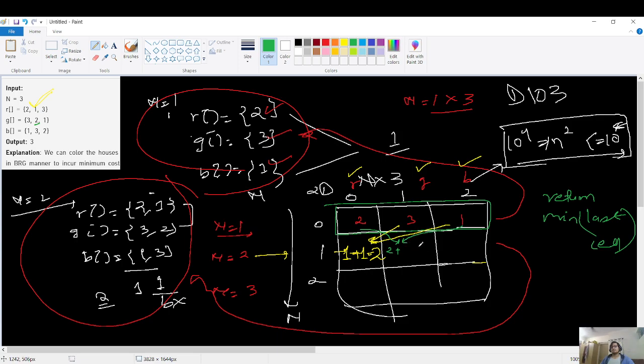So what's the minimum? Because I need to minimize my cost. So among 2 and 1, the minimum is 1. So 2 plus 1 will be equal to 3, right?